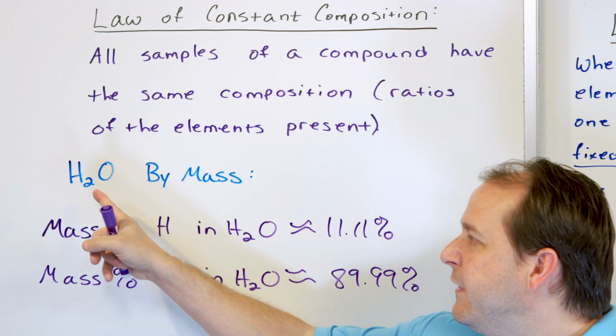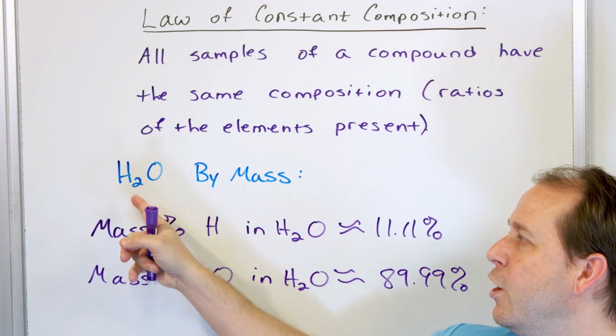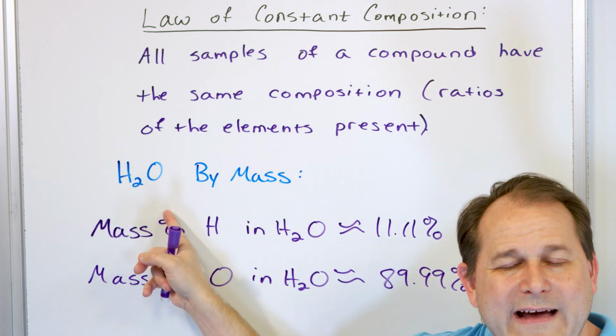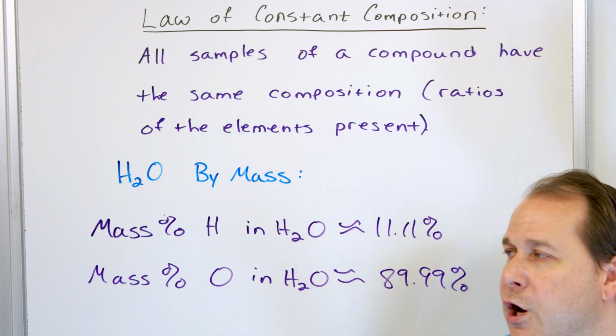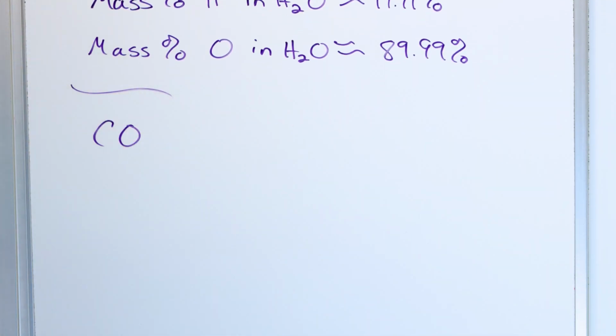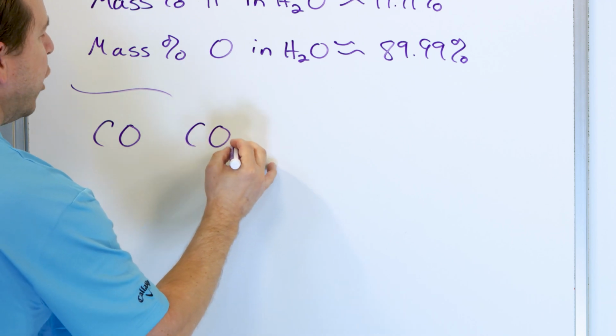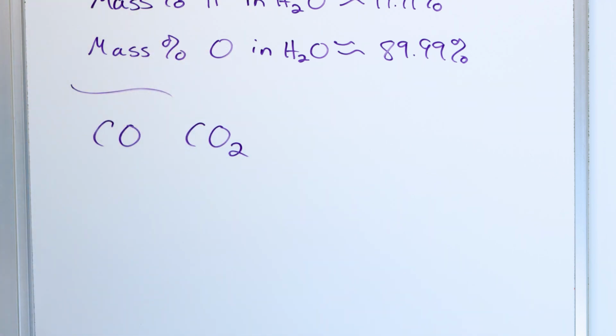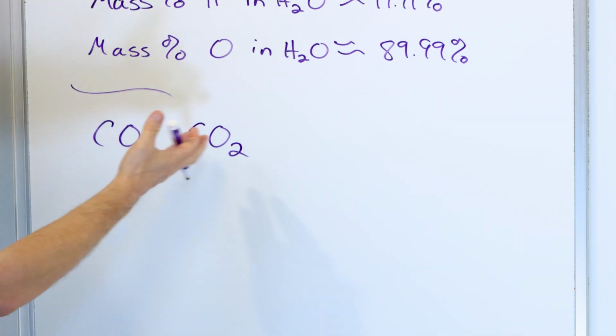Like we know that we can get H2O, right? And we know that we can get H2O2, that's hydrogen peroxide, right? We know that we can get CO, carbon monoxide. We know that we can get CO2, carbon dioxide. There's many examples I can list here.